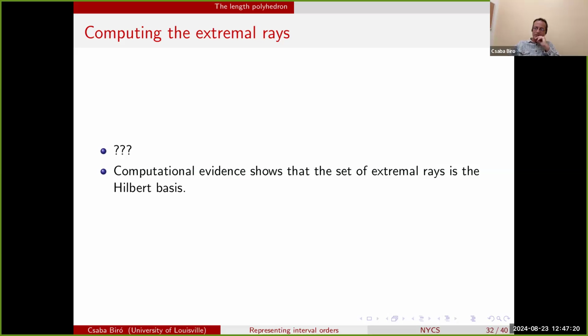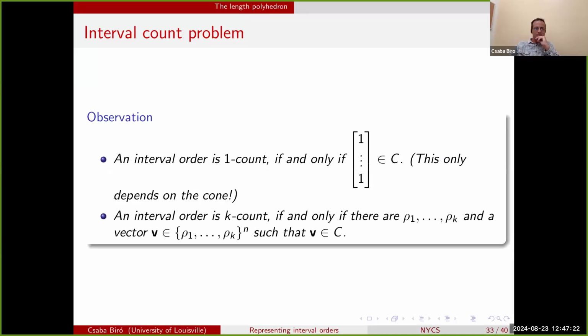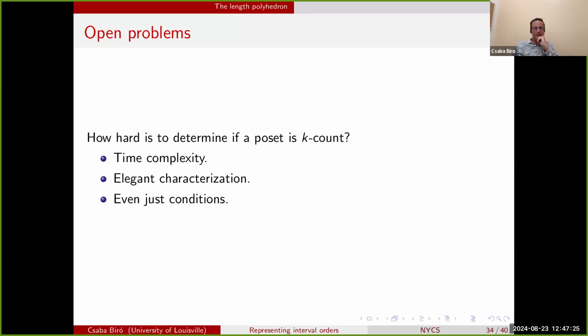Okay, so let me skip this and let me just mention some open problems here. This did not really help us to get closer to solving the K-count problem. So it's still a big open question: how hard is it to determine if a poset is K-count? What's the time complexity? Do we have an elegant characterization? Or maybe even just nice conditions for the K-count problem?